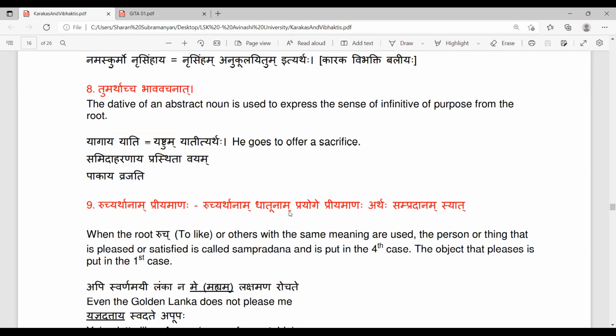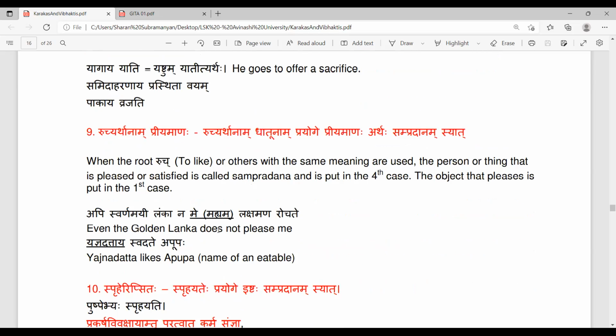The next one, ruchyarthanam priyamanaha. The ruch dhatu will govern chaturthi vibhakti. Ruch dhatu meaning to like. The person or the thing that is pleased or satisfied is called sampradana. Maghyam rochate, we say. We don't say aham rochami. We say maghyam rochate. And the object will be in prathama vibhakti.